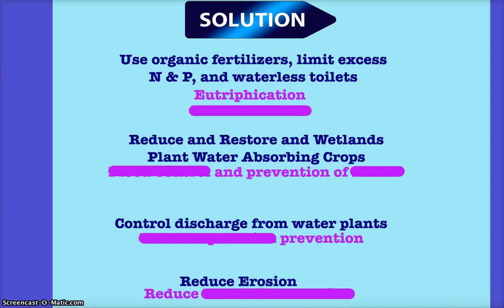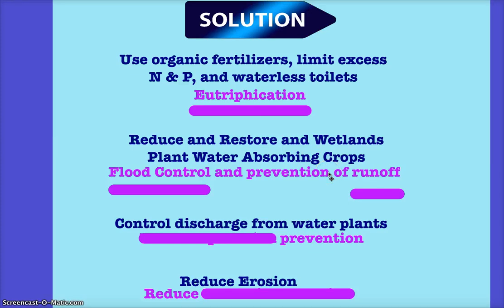All right. Reduce and restore wetlands and plant water absorbing crops. What are we helping? What problem is this a solution to? Yes, I would say definitely erosion, but more than that. Yes, kind of. Floods, guys. Remember that? Yeah, runoff. Remember that our water absorbing crops, our restoration of our wetlands is critical to help avoid future floods, especially in Florida.